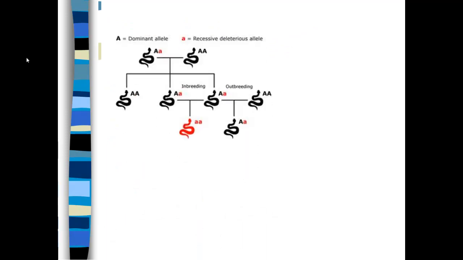Okay, here's a snake, and it breeds with another snake. It's got a recessive deleterious allele, and in the progeny, if brother and sister mate, that deleterious allele can lead to homozygosity, and this snake will have the disorder. Whereas with outbreeding, you still have carriers. These are still carriers of the disorder. But even though they're carriers, if they continue to outbreed, then that trait is just a heterozygous trait.